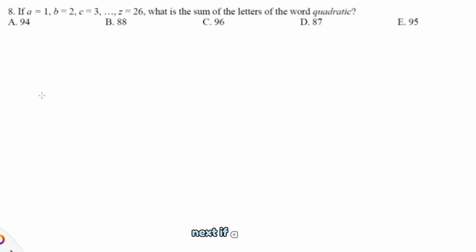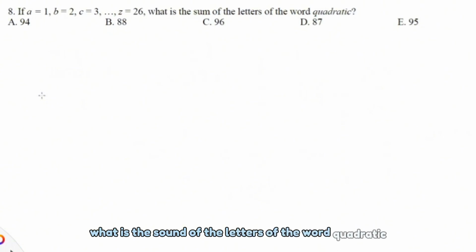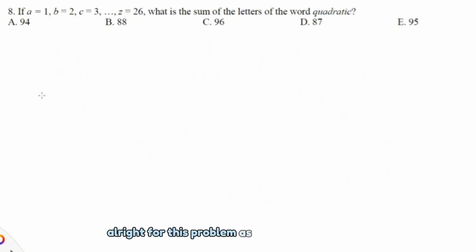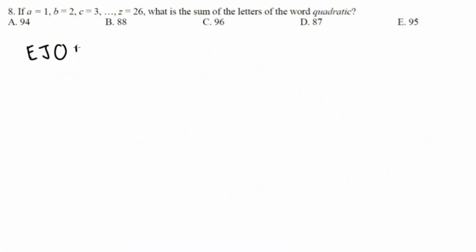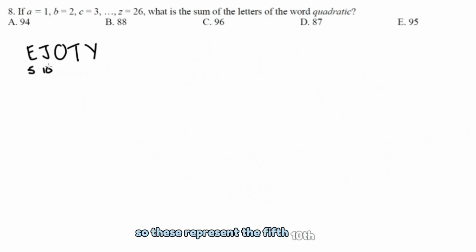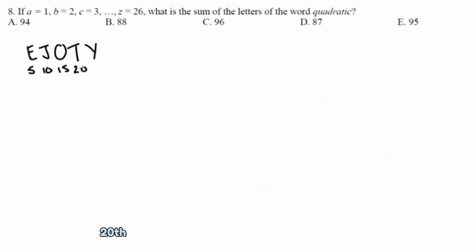Next, if A equals 1, B equals 2, C equals 3, and the pattern continues until Z equals 26, what is the sum of the letters of the word quadratic? Alright, so for this problem, as we saw earlier, we just have to remember elephants jump over the yard. That's E for elephant, J for jump, O for over, T for the, and Y for yard. So these represent the 5th, 10th, 15th, 20th, and 25th letters in the alphabet, respectively.